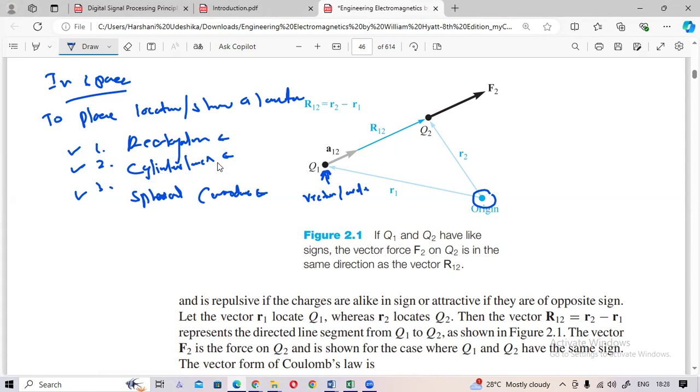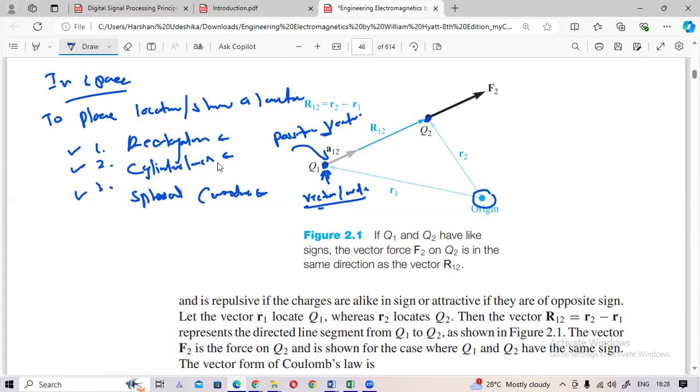If you consider this location, it has a direction as well as a magnitude, so it is a vector. Normally this is referred to as a vector location, or position vector. I think the real word is position vector. These are position vectors. So this is one position vector, and this is another position vector.